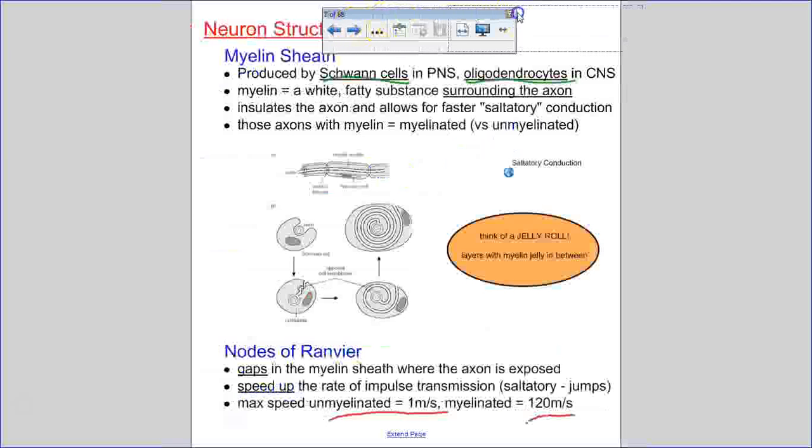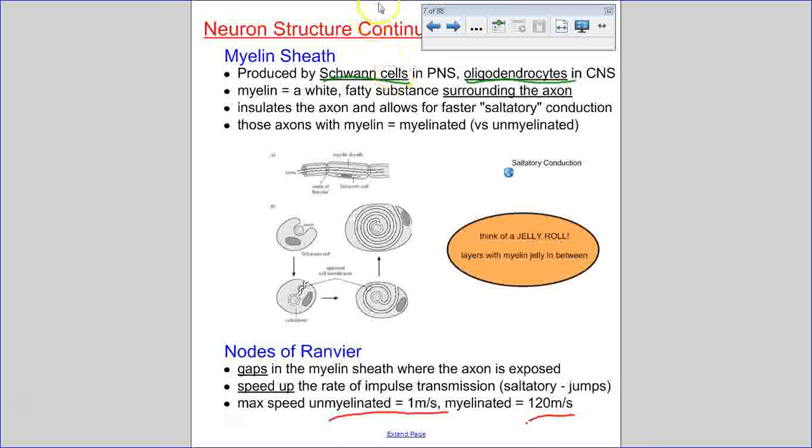We mentioned the myelin sheath. So this is just showing the myelin sheath being produced. Schwann cells, like I mentioned earlier, are what make the myelin in the PNS. The PNS is all the nerves that basically carry messages to and from the brain and spinal cord. And the CNS is the central nervous system, which is the brain and spinal cord.